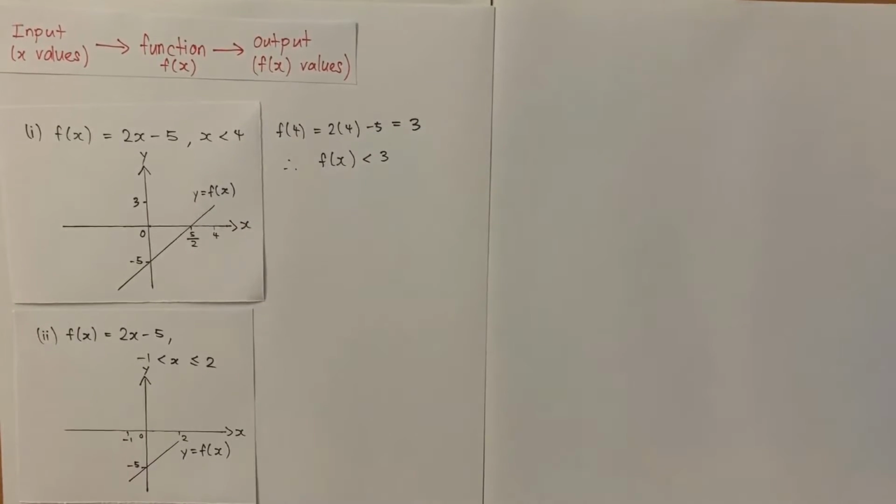It's smaller because the domain is so much smaller. So you can see the highest point here for f of x is when x is equal to 2, and the lowest point is when x is equal to negative 1. There's no such thing as infinity or negative infinity anymore in this case.